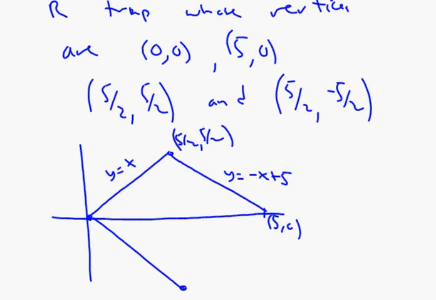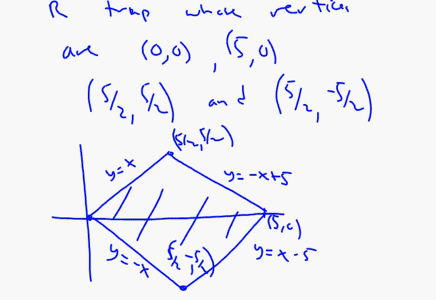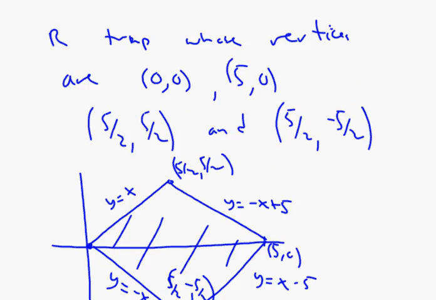And here's the other part. This is (5/2, -5/2). Y equals negative x. And then over here, you end up with y equals x minus 5. All right, so this trapezoidal region is the thing over which we're finding this double integral.